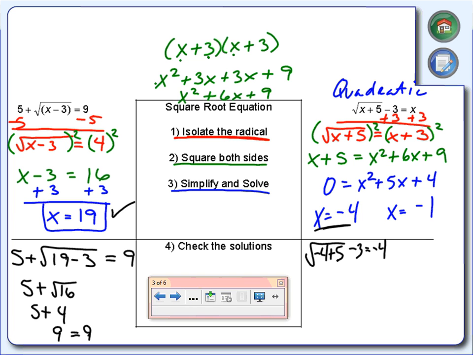All right, so here it is. All I did was take out the x's and replace them with a -4. Let's see what's going to happen. Right here, -4 plus 5. -4 plus 5 is 1. The square root of 1 is 1. And 1 minus 3 is -2.